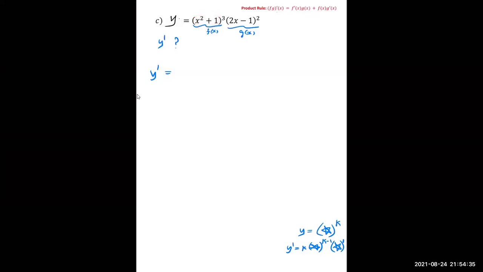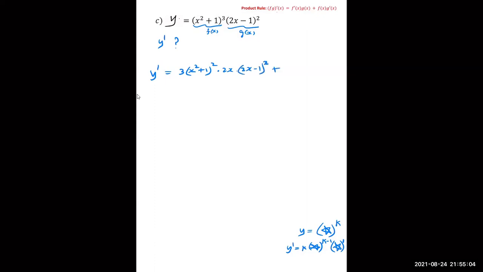So that will be 3 times your star to the power 2 times the derivative of the star. The derivative of your star is 2x. Don't forget this function, g of x, should stay there as it is. Look at this formula, g of x. That is (2x minus 1) squared.